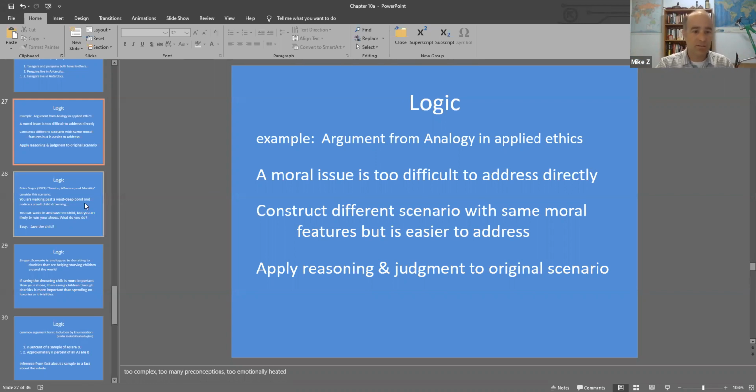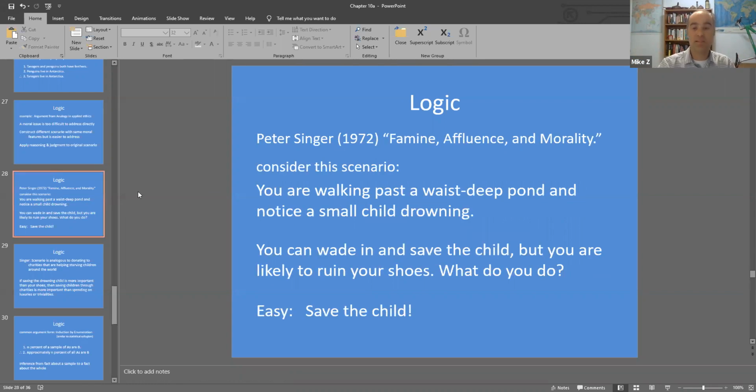So here's a specific example of that. This is one of the most famous examples of an argument by analogy in the applied ethics literature. It comes from Peter Singer, from one of his early, most famous essays, Famine, Affluence, and Morality. I'm going to hold off on explaining, maybe by the title you can get a sense of what he's aiming at here, but here's the analogy that he comes up with.